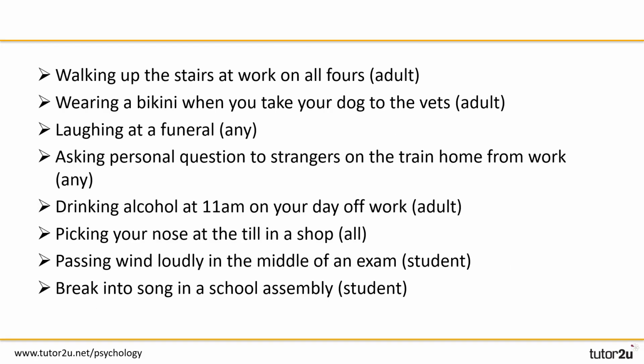I'm sure you were able to come up with at least a few suggestions, but here are some more that you can add to your list. Walking up the stairs at work on all fours would be a deviation from social norms for an adult. Wearing a bikini when you take your dog to the vets, again, for an adult, this would be deviating from the norm. Laughing at a funeral, well, I'm sure you would agree that this would apply for anybody, any age.